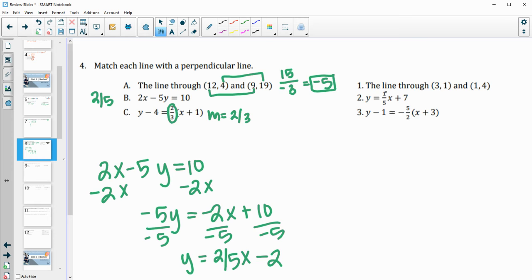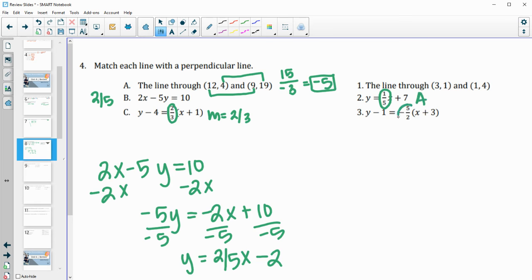So then let's take a look here. We can see in these that the slope here is 1/5. And we're matching to the perpendicular slope. So we want opposite reciprocals. So positive 1/5 is the reciprocal of negative 5. So this one goes with A.